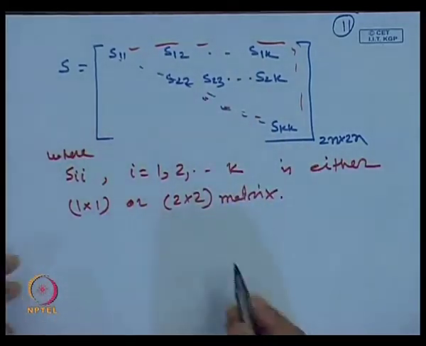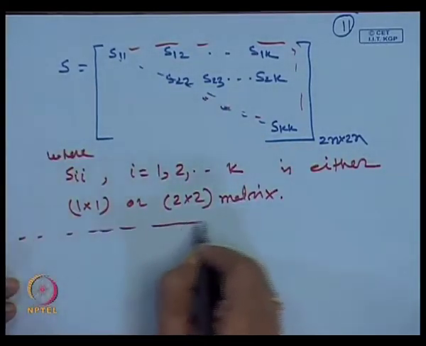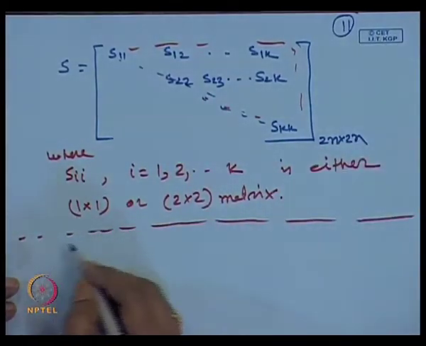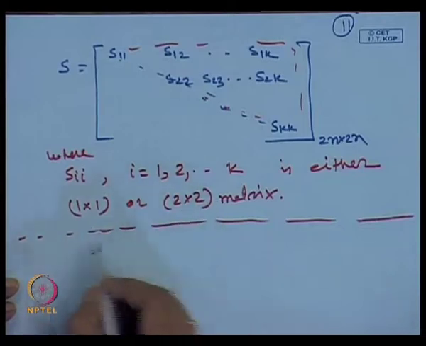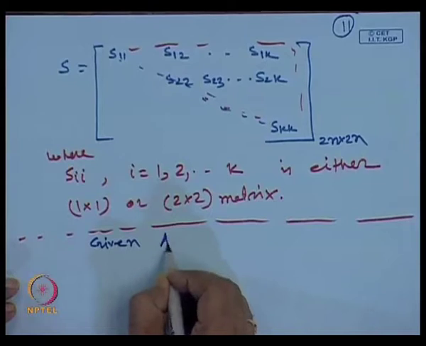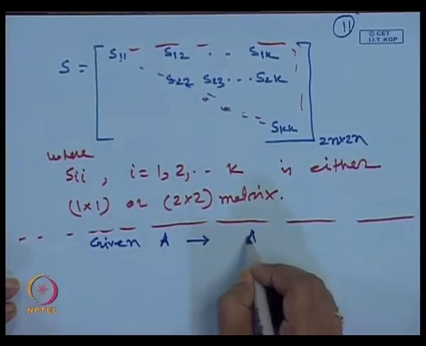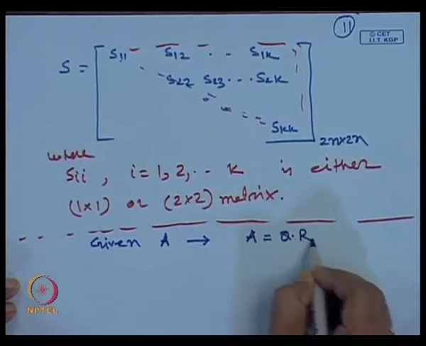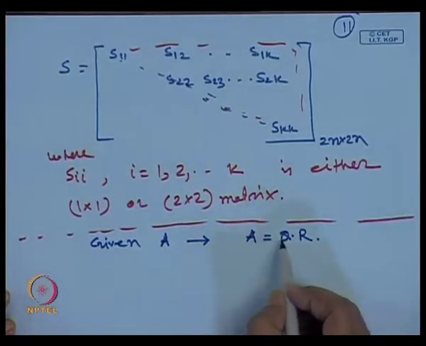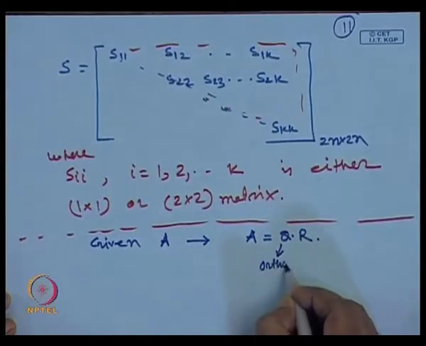So, now see how it is done. This is just to get some idea of what we are doing in this equation. Suppose given A, our problem is to decompose A into Q into R. Okay, so let us call the matrix A decomposed into Q times R, where Q is an orthogonal matrix.